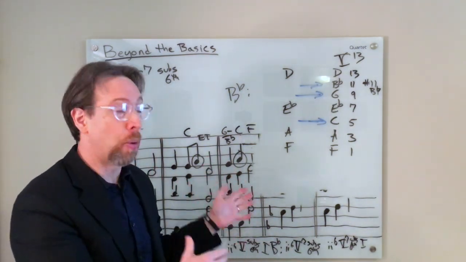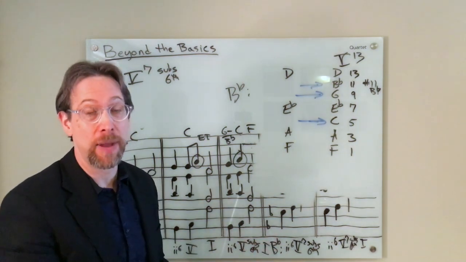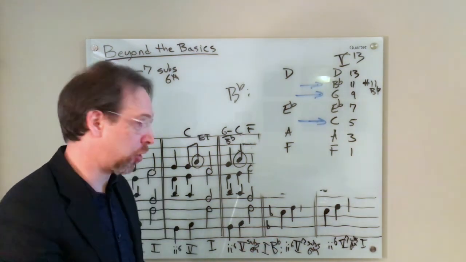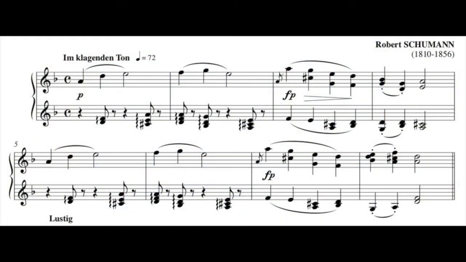Before we finish up, I want to give you one more example, because we've dealt with major keys up till now. But what about minor keys? Well, all the rules are exactly the same. And we can see this in the music of Robert Schumann. So let's take a look. This is the opening of one of his pieces. I'm going to play it for you very, very slowly.